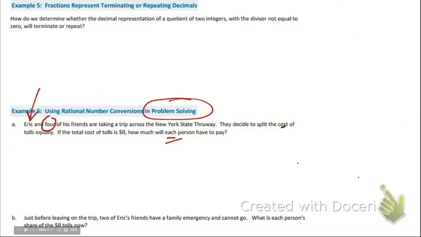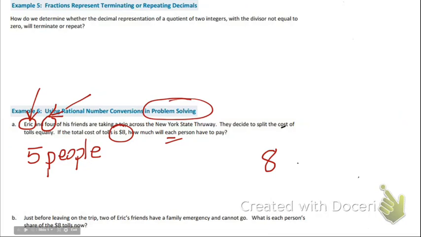Again, another tip in reading problems, just be sure. You see this number 4 right here, but you have to understand that Eric is also included. So we have 5 people, 5 friends, and we have $8. We need to find out how much each person will pay. So we need to divide that 8 by 5, because we want to split that $8 up into 5 people.